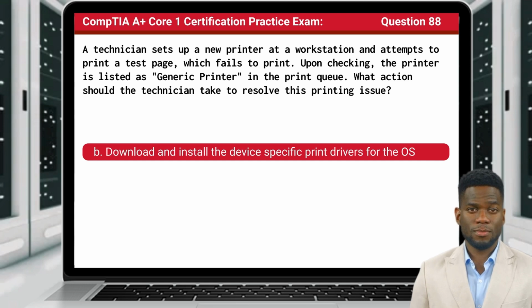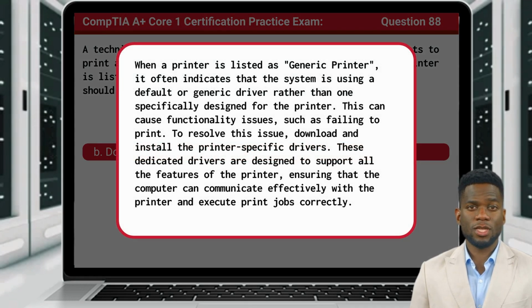The answer is B. Download and install the device-specific print drivers for the OS. When a printer is listed as generic printer, it often indicates that the system is using a default or generic driver rather than one specifically designed for the printer. This can cause functionality issues, such as failing to print. To resolve this issue, download and install the printer-specific drivers. These dedicated drivers are designed to support all the features of the printer, ensuring that the computer can communicate effectively with the printer and execute print jobs correctly.